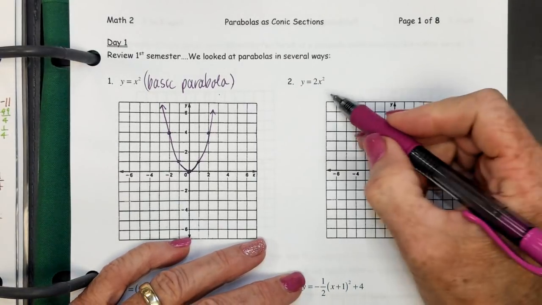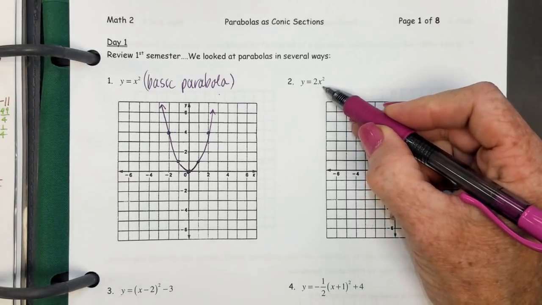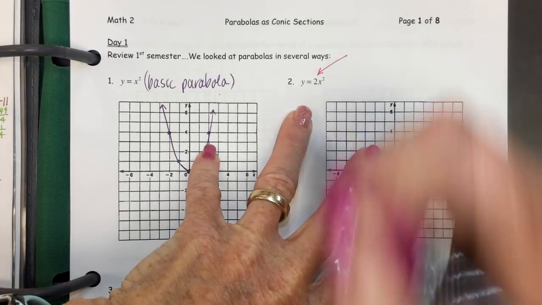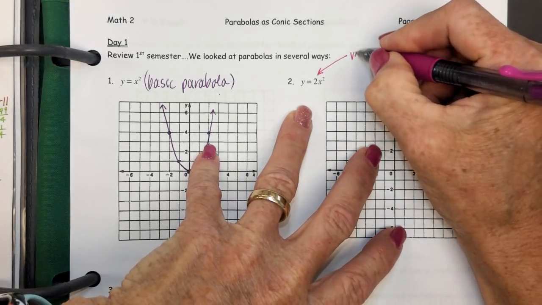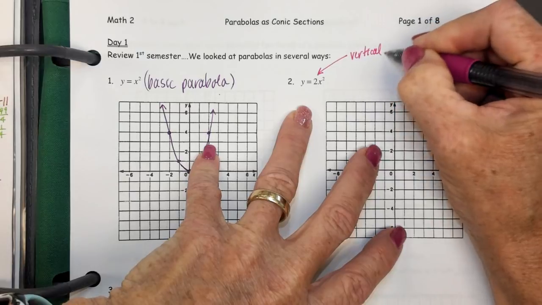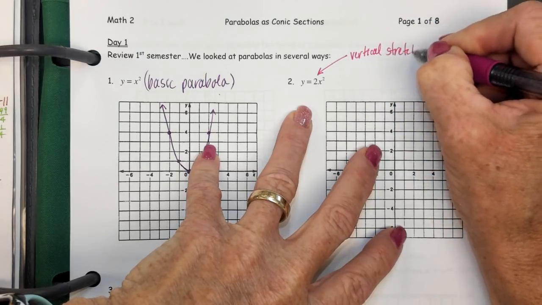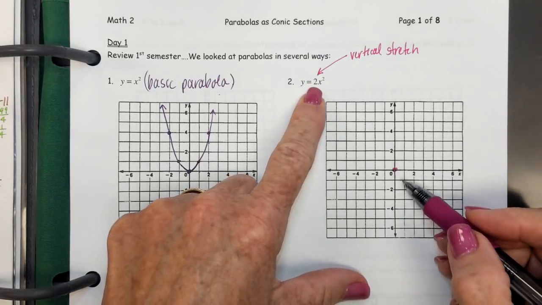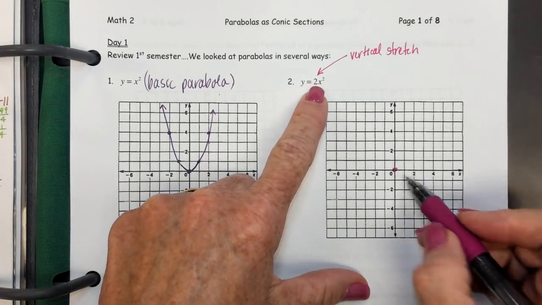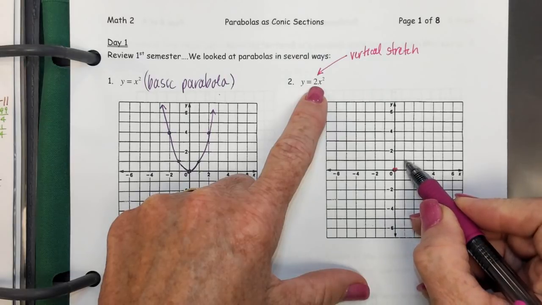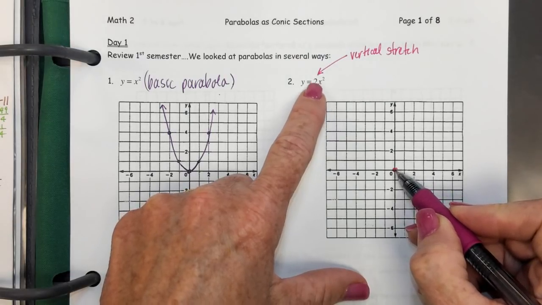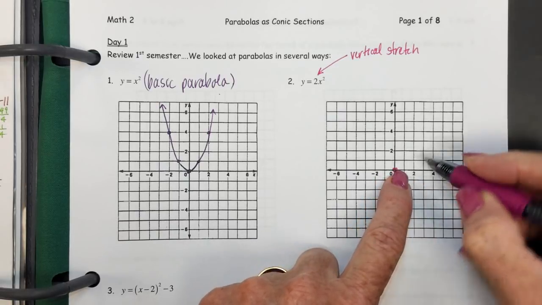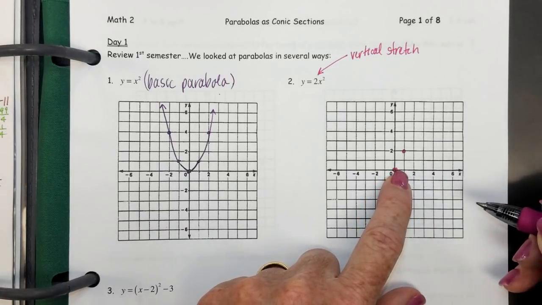Then we looked at what happens when we put a constant in front of that squared quantity. A constant in front here does a vertical stretch. The vertex is still at 0, 0. But this time we're going to take our y values and multiply them by 2. So over 1, up 1, but this time we're going to go up twice as far because that's a 2. So when we go over 1, we're going to go up 2.